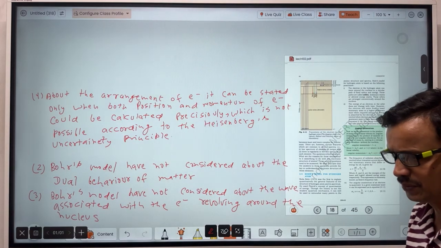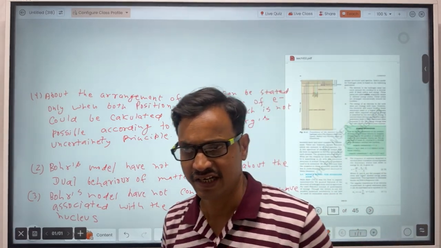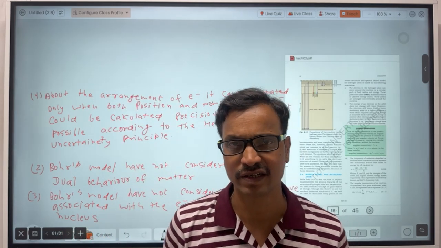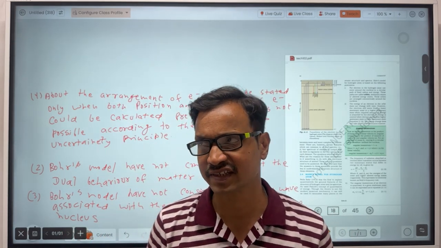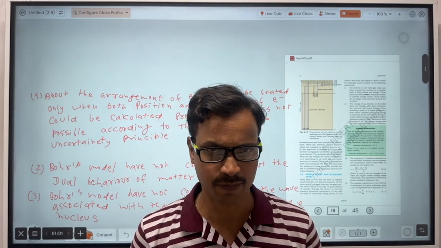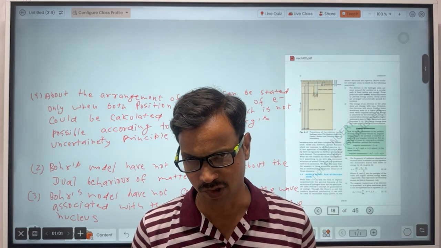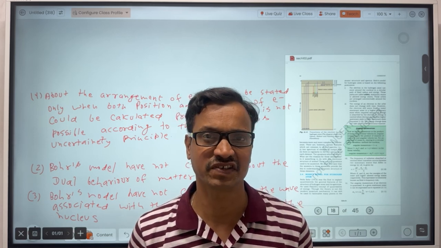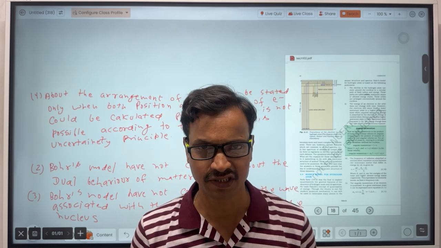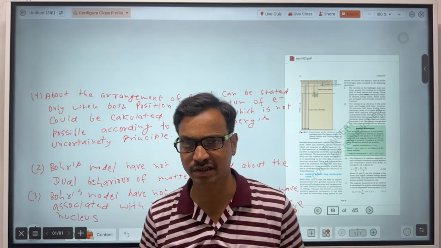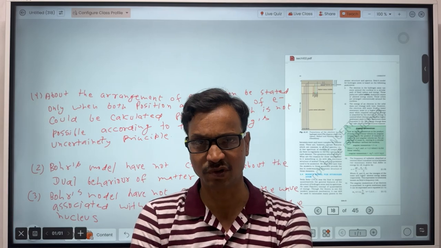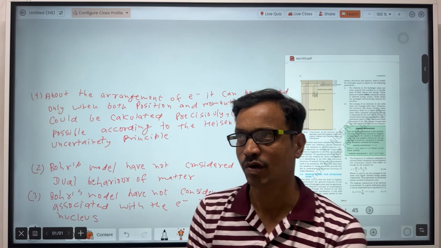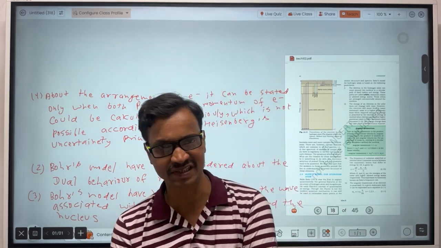Then a new atomic theory was proposed, and that was the quantum mechanical model. The new atomic model was proposed after the failure of Niels Bohr's atomic model. In the quantum mechanical model, the wave characteristic of the electron was also considered, and there was the concept of orbital. This is about the orbit, and there is the orbit.